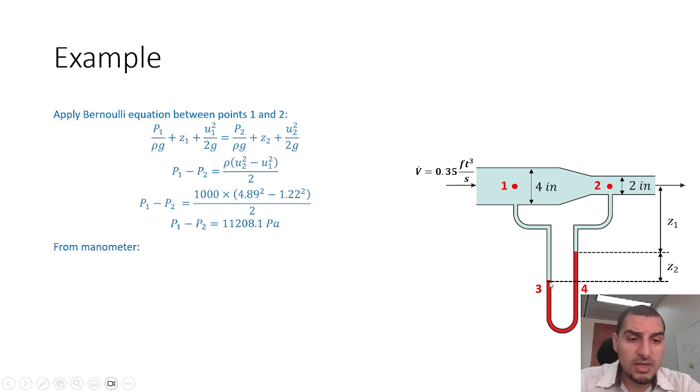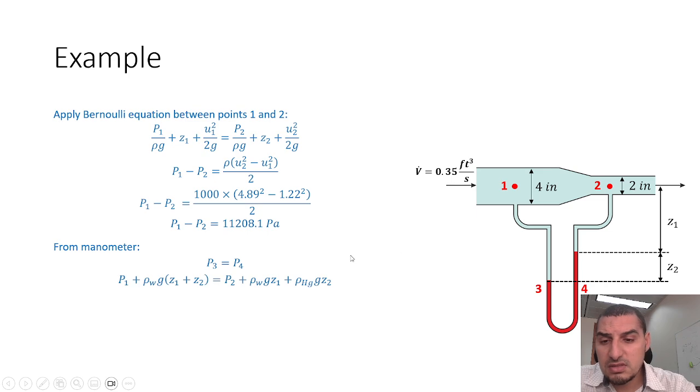So we can say P at point 3 is P at point 4, and P at point 3 can be calculated from P1 plus rho G, Z1 and Z2. And of course, this is the density of water. The pressure at point 4 is pressure at point 2 plus rho water, G, Z1 plus rho mercury, G, Z2. So this is what we are doing here. So this is the equation for P3, and this is the equation for P4.